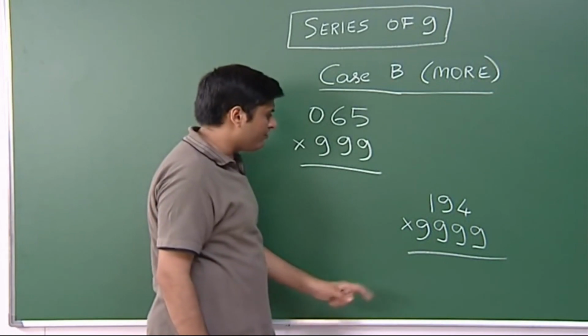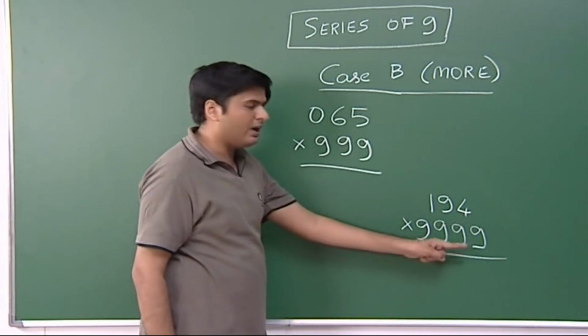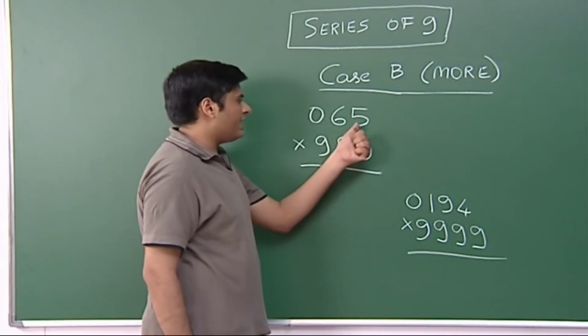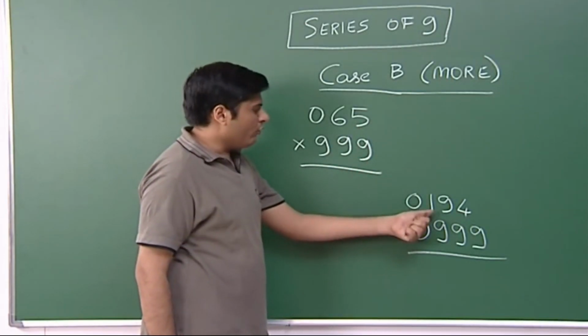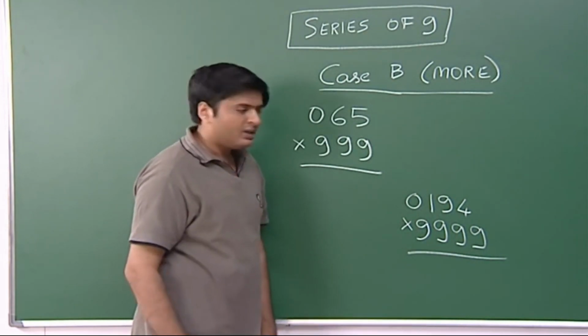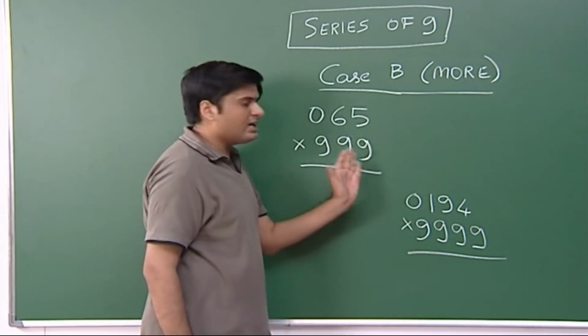Again, see what is the difference? There are 3 digits and 4 nines. So I simply put a 0. So now we have 3 digits, 3 nines, 4 digits, 4 nines. You can put as many zeros as you want to make both these equal.